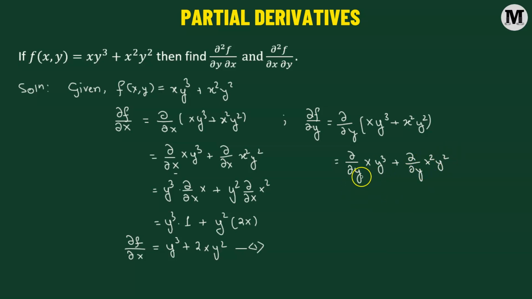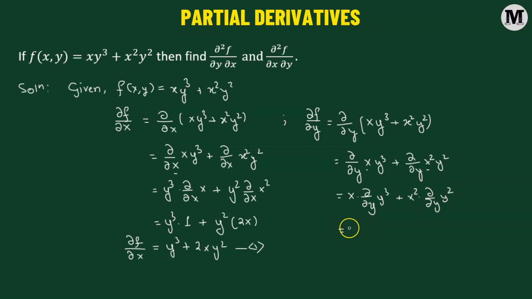Now for the first term, since we are taking the partial derivative with respect to y, only y will be the variable, everything else will be a constant. So in our case, x is going to be treated as a constant. And for the second term, x squared will become the constant. So we can pull out the constant. Your x will be multiplied to partial with respect to y of y cubed added to x squared times partial with respect to y of y squared.